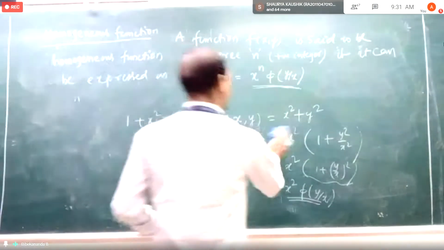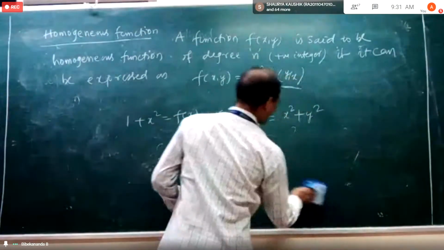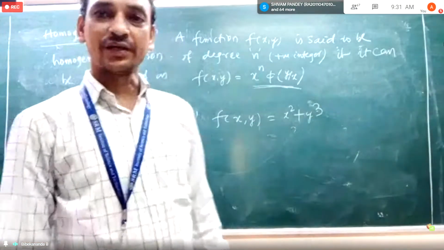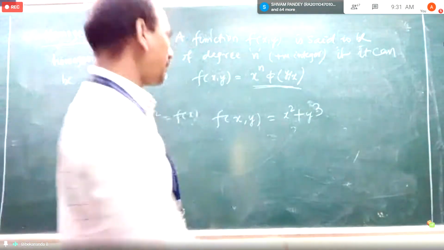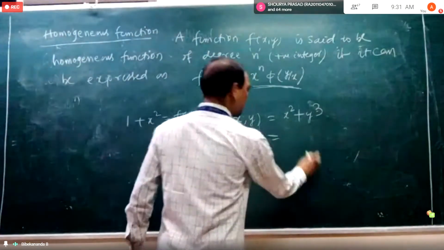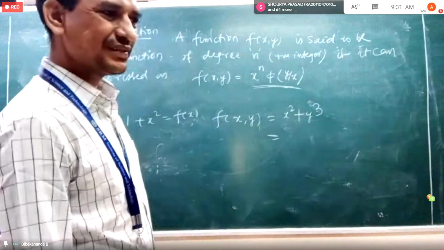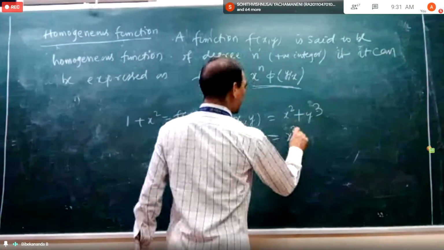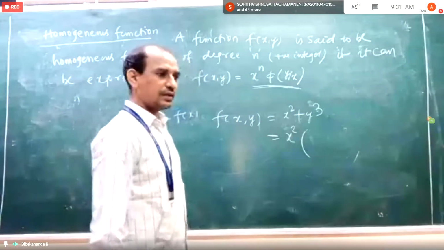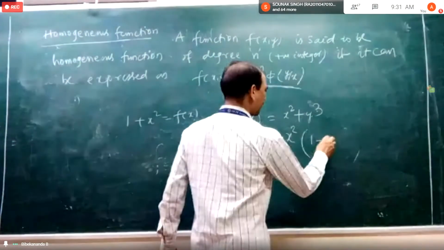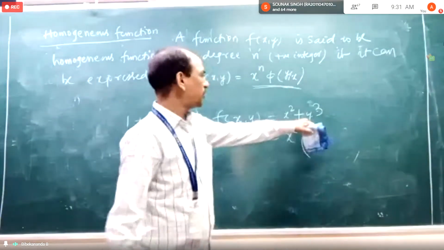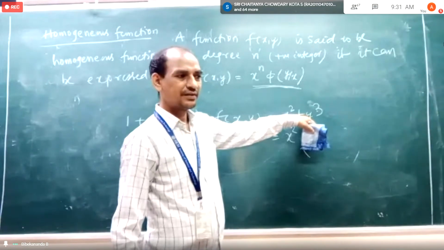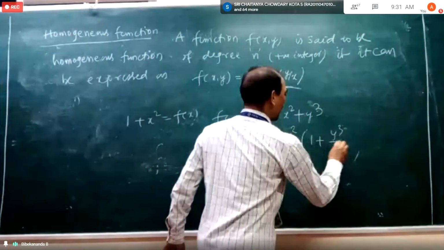Again, suppose it is x square plus y cube. Then what is the minimum degree of x? x square. So x square I can take out. Now what is the remaining term? 1. And what will be the remaining term here? y cube by x square.